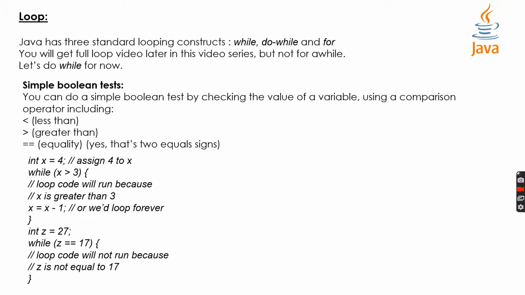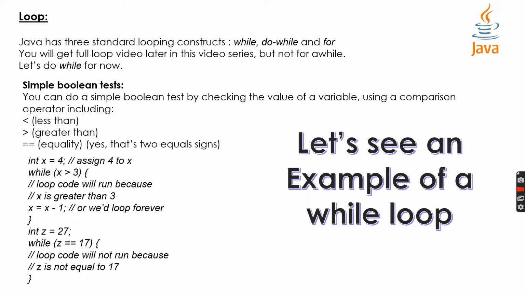Integer z equals 27. Now while z double equals 17 means, now we assign the value 17 to z. So if it is not equal to z, the loop code will not run because z is not equal to 17.